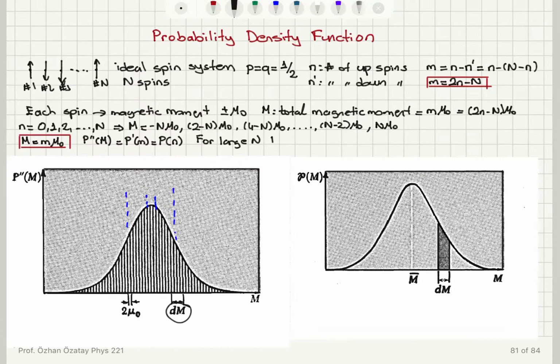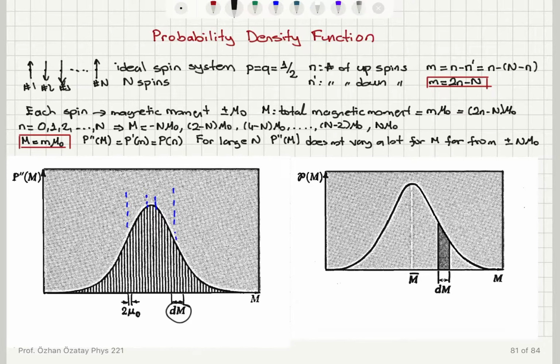So the probability distribution of M does not vary a lot. If I'm far from the extreme values, for M far from plus or minus N mu 0, the extreme value, there I have a relatively large variation.